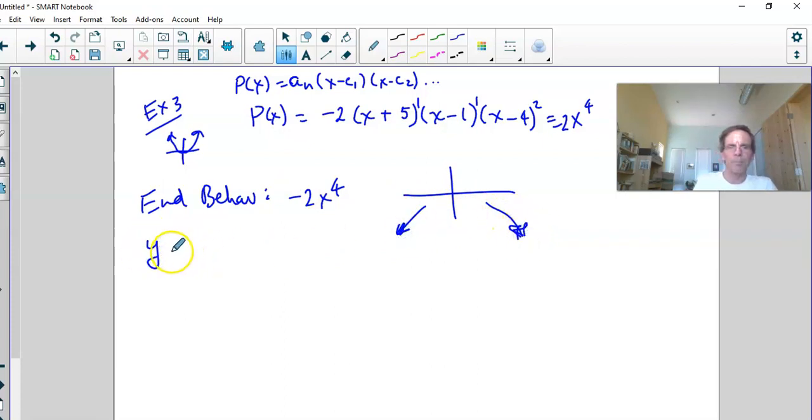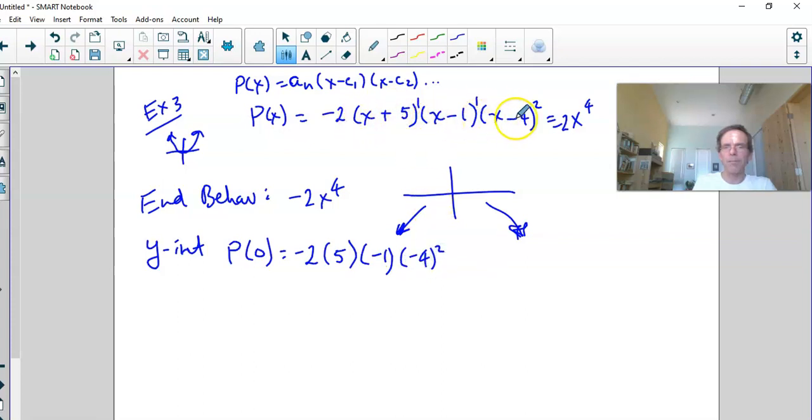Okay, and then the y-intercept. Y-intercept is, again, when x is 0, we'll get negative 2 out in front there, and then we get a 5, and then a negative 1, and a negative 4 squared. Putting 0 in, it doesn't do anything. We're just left with these numbers in the binomial. So what do we get here? That's 10 times 16. That's 160. And what's the sign? The thing that's getting squared is positive, and then there's 2 negatives after that. So it's going to be positive 160.